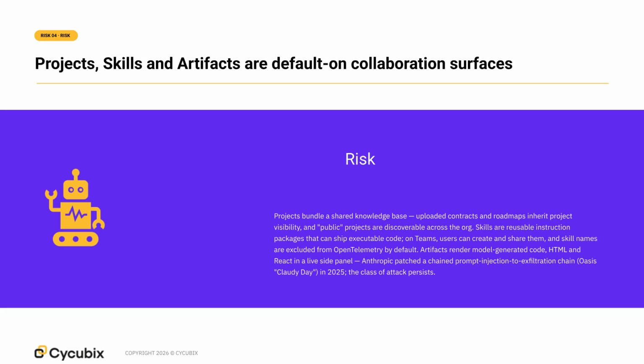Second, skills are excluded from the OpenTelemetry feed. If a user installs a malicious skill, you cannot see it in your SIEM. Third, Oasis Security's Cloudy Day proof of concept. An attacker plants a poisoned artifact in a shared project. When a teammate opens it, Claude renders embedded markdown that exfiltrates data via image URLs to an attacker-controlled domain. No download, no click, no warning. Default on collaboration is also default on egress.